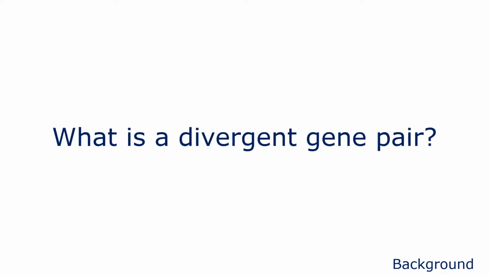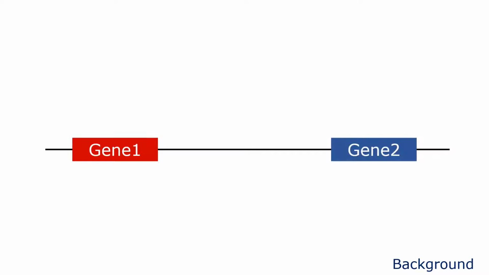First, let's look at some background information that will help us to understand the paper. So, what do the authors mean by divergent gene pairs? A gene pair is simply two genes that are close together on the same chromosome.